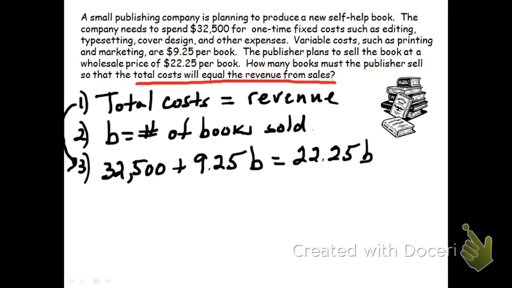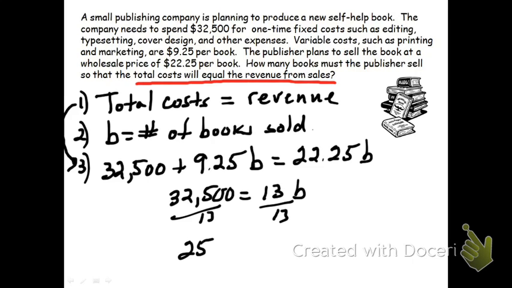Okay, so next step, I'm going to solve this for B. So I'm going to subtract 9.25B from each side. So I have 32,500 is equal to 13B. And then last step, divide both sides by 13. So I get 2,500 is equal to B. Okay, so answering the question then, the costs and revenue are equal once book sales are at 2,500.